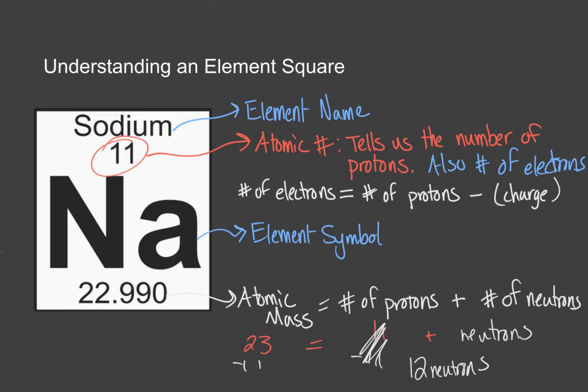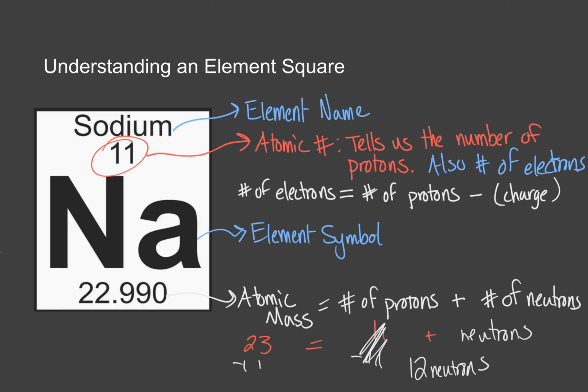I know there's been a lot of information on this slide, but it's an important concept. You have to get to the point where you can look at this element square and in a relatively short period of time, tell me how many protons, how many electrons, and how many neutrons that element has.